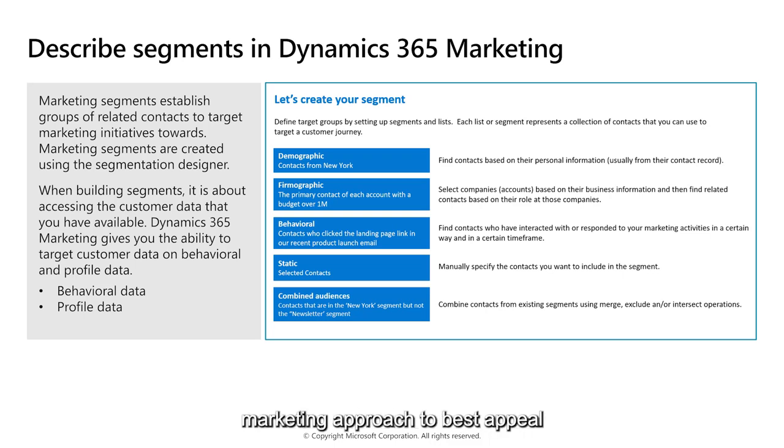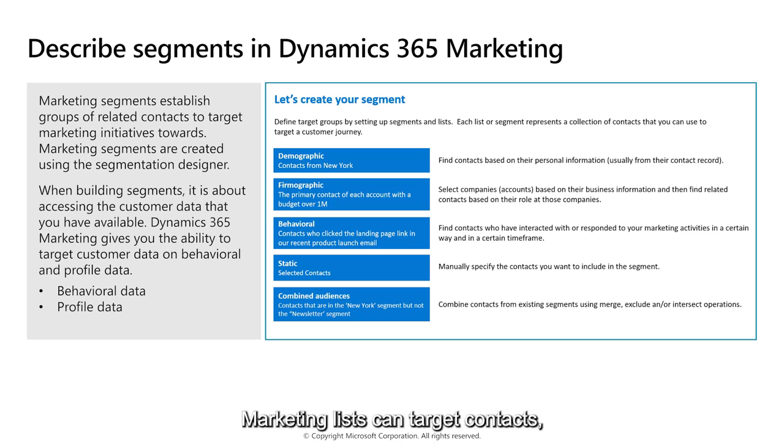And there are two common terms that we use within Dynamics 365 for marketing when it comes to targeting customers, and these are marketing segments and marketing lists. Now, marketing segments are about establishing groups of related contacts that we will target our marketing initiatives to. Marketing segments are used to target customer journeys, which we will discuss later on. Both marketing segments and customer journeys are features that are only available within Dynamics 365 for marketing.